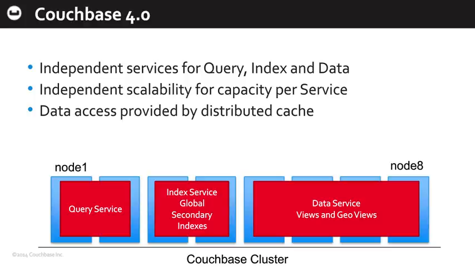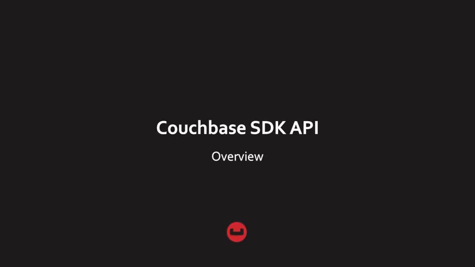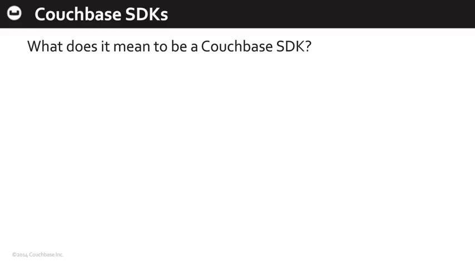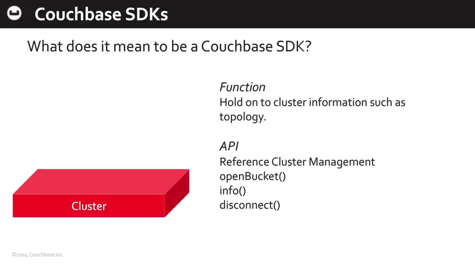And let's talk about what the Couchbase SDK is at its core. This is across all of our SDKs, and of course Golang is no different here. First thing, what does it mean to be a Couchbase SDK? At its core, we've got the cluster API, which handles buckets, information, opening buckets, and some bucket-level management operations as well.